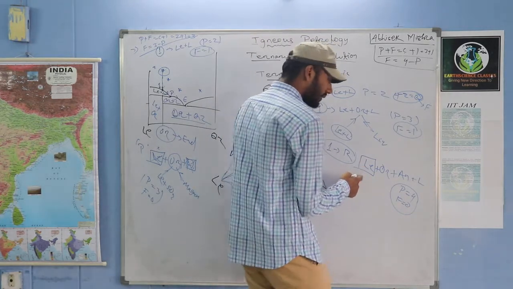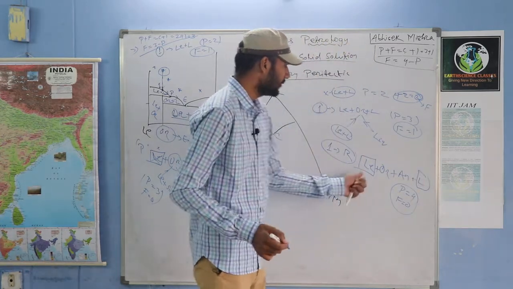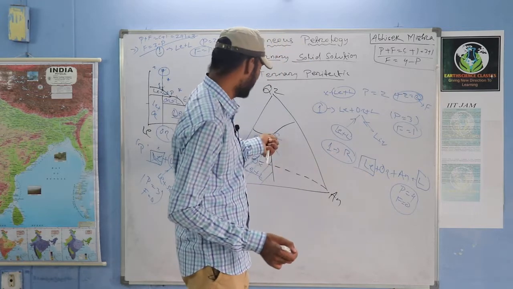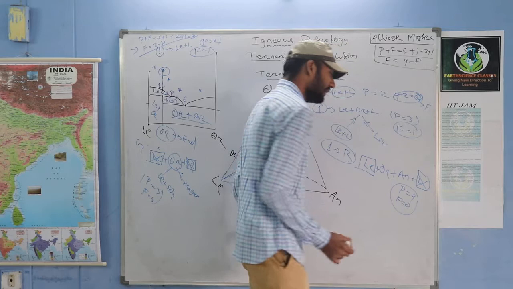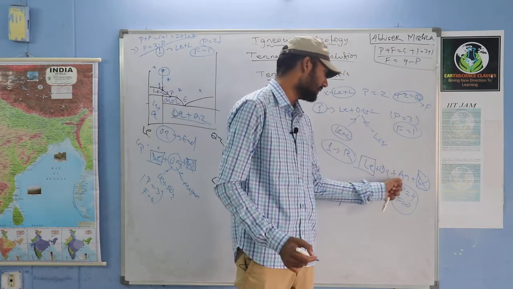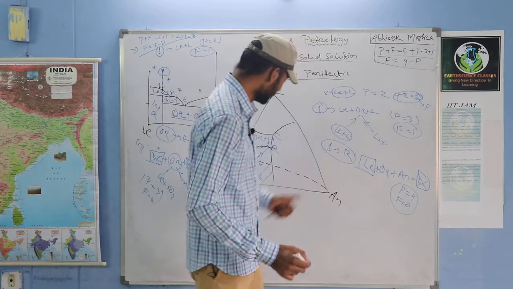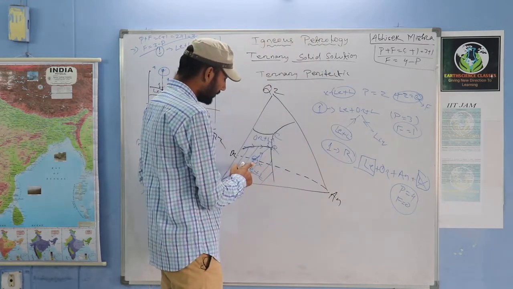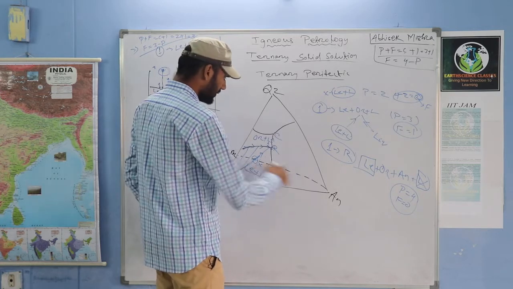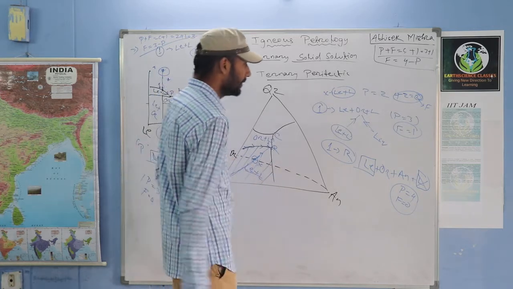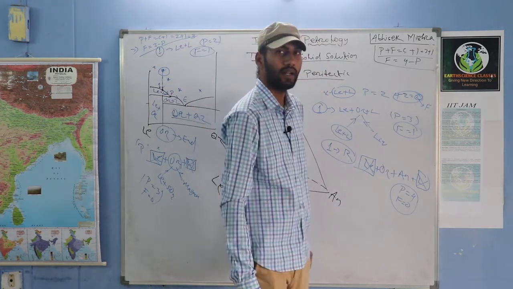So here either leucite will be finished or liquid will be finished. If leucite is finished, then you are moving towards C. If liquid is finished, then you find leucite plus orthoclase plus anorthite as the end member. Okay, but I have taken the initial composition on the orthoclase and anorthite line. I have taken this composition on this line itself. So what happens here, both leucite and liquid will be finished at the same time.